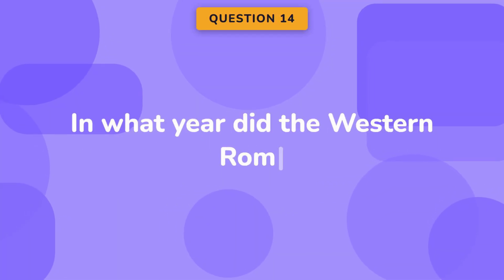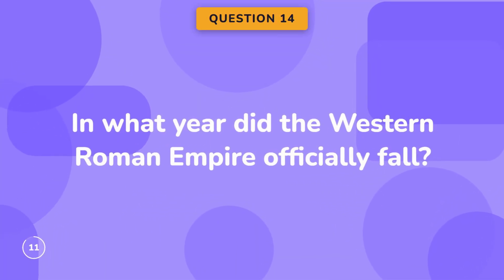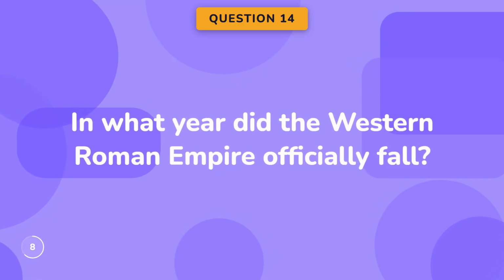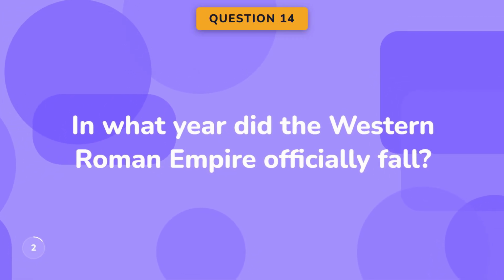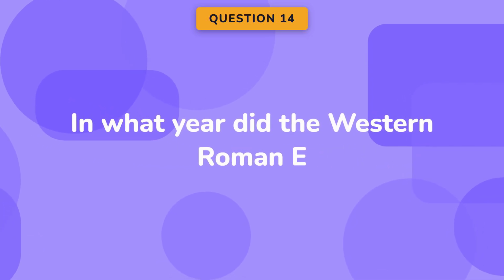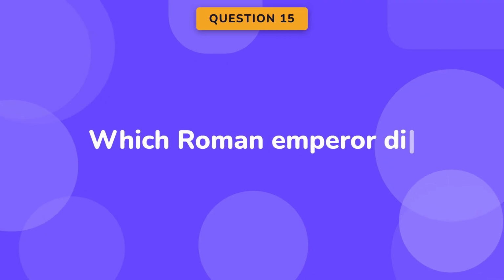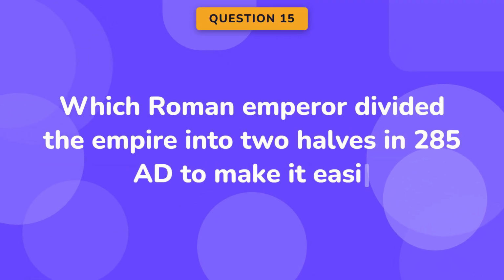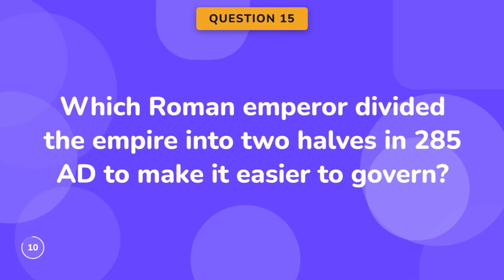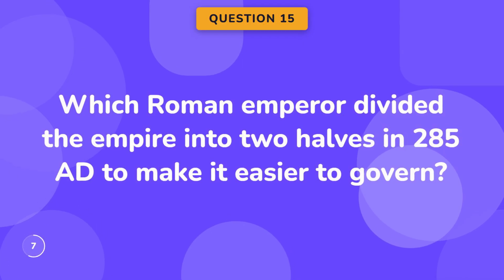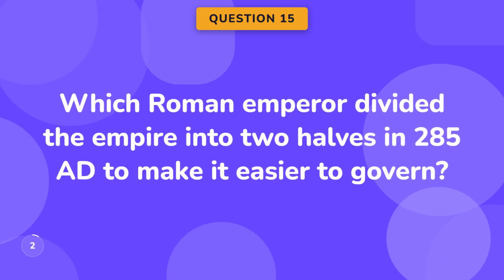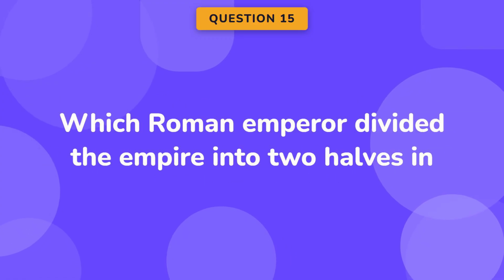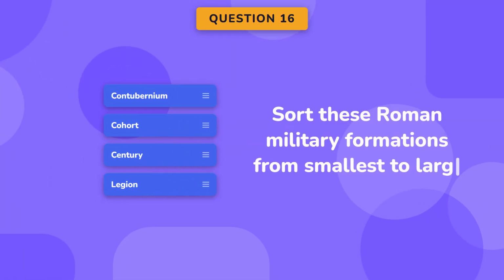In what year did the Western Roman Empire officially fall? Which Roman emperor divided the empire into two halves in 285 AD to make it easier to govern? Sort these Roman military formations from smallest to largest unit size.